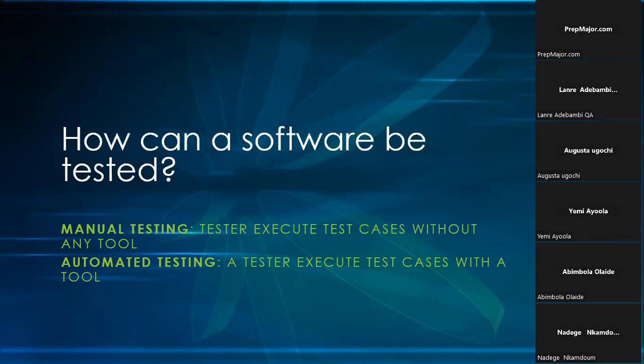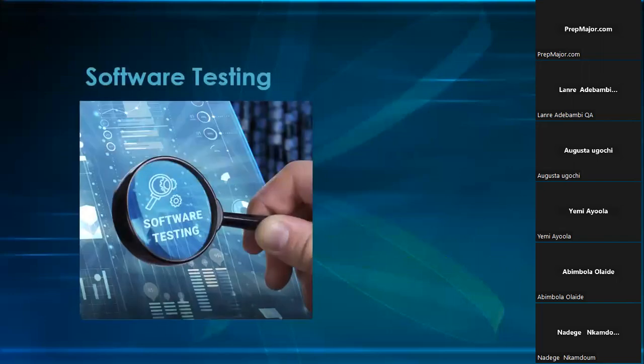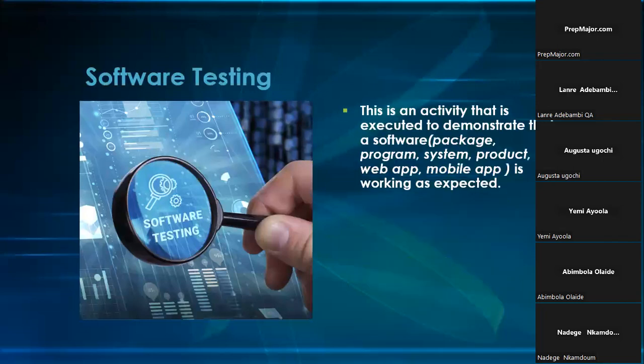Don't forget, previously I said what can be tested? Two things, hardware and software. How can it be tested? Manually and automated. Then that takes us again to software testing. What is it again? It's just for you to know that software testing is the same thing as testing. It's the same thing as manual testing. It's a discipline. It's a name of a role.